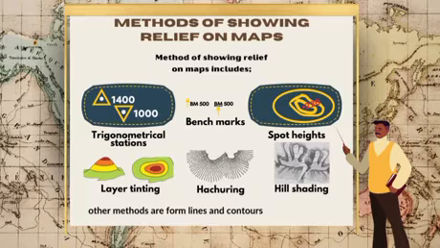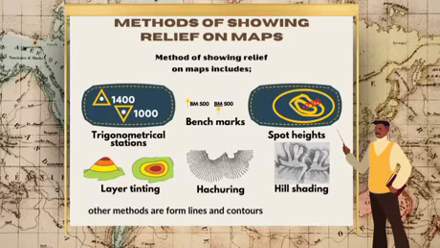Also, we have a benchmark. A benchmark shows an arrow and also a numbering in denoting the elevation or depression of a particular location. Spot height is in the form of a contour line having a dot at the center to indicate the spot and its height. Layer tinting is also a method which includes coloring of a relief to show the height of the place. The thicker the color gets, the higher the relief is.